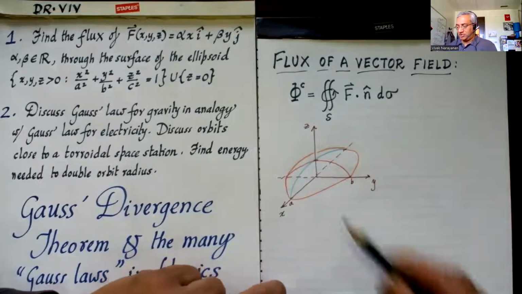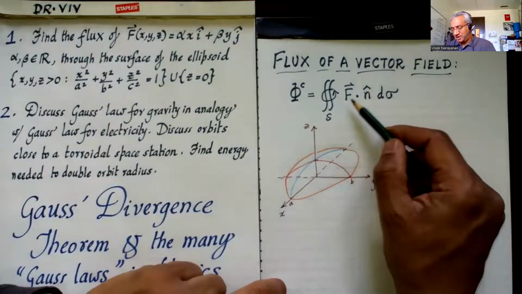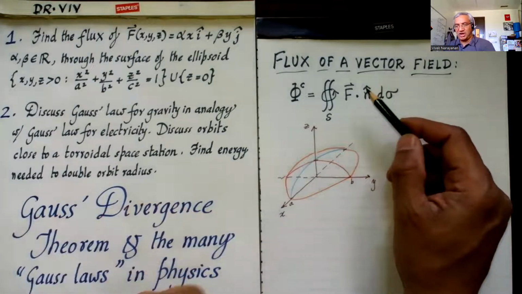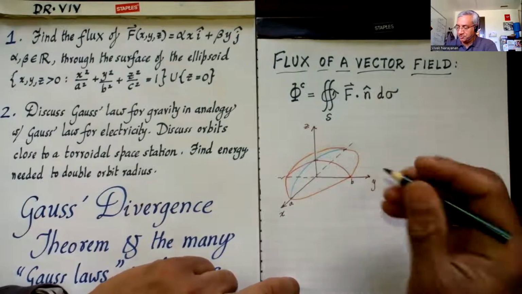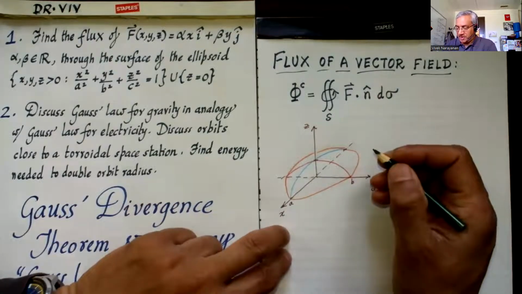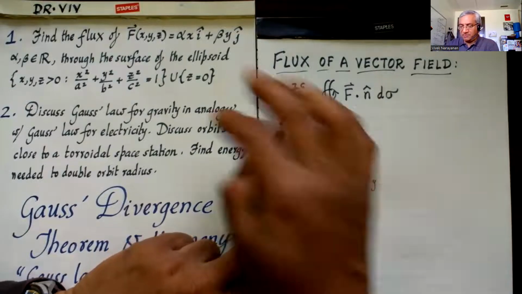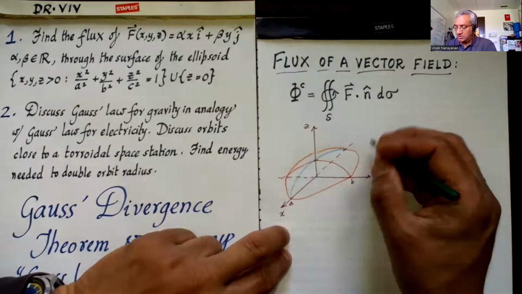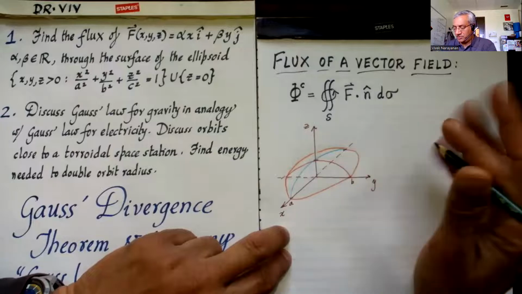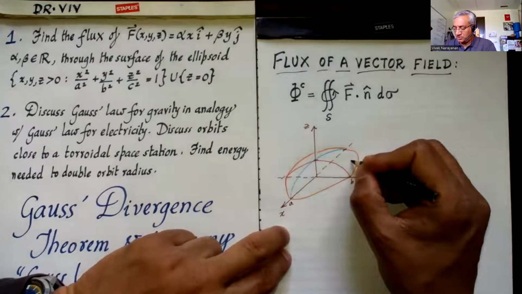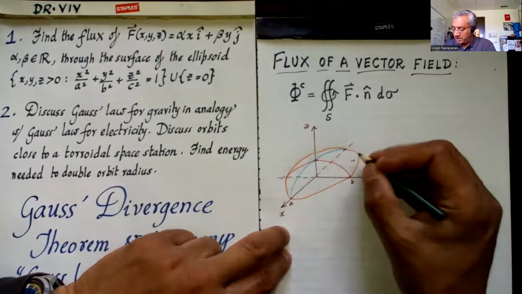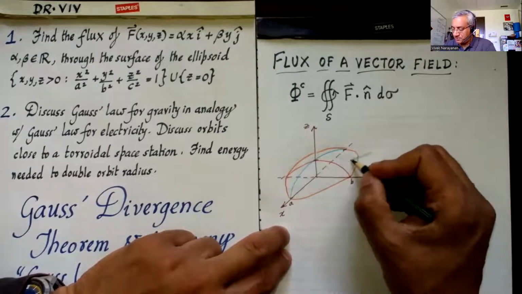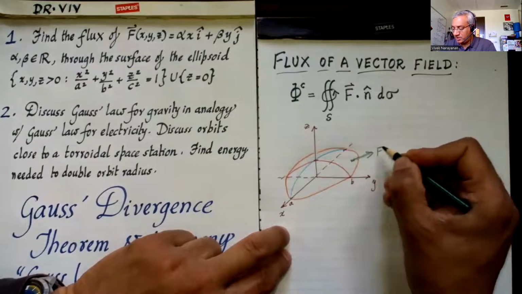I keep calling it the electric field because that's the most common application of flux, so don't mind me if I say electric field accidentally. The vector field here is F, and F is alpha x plus beta y. So we know that it's going to be parallel to the XY plane. I'll just draw the F in one or two places.